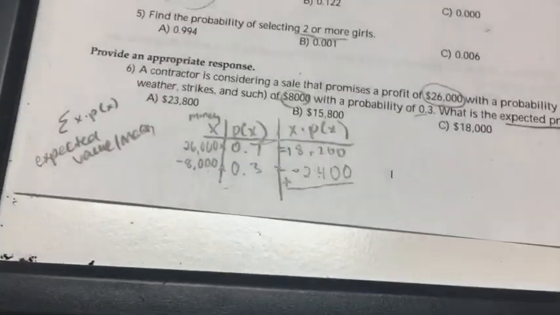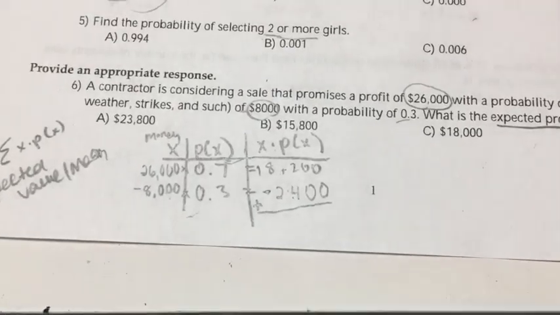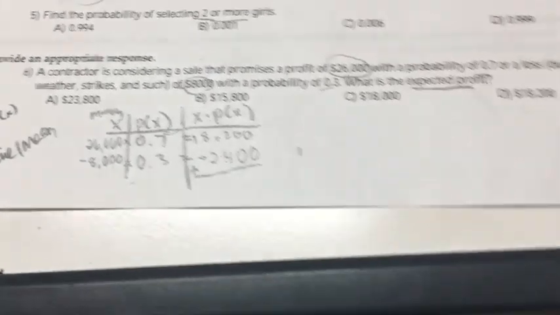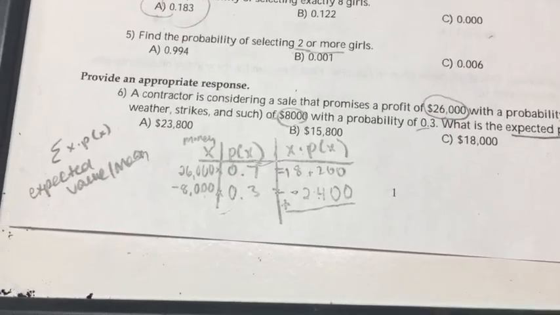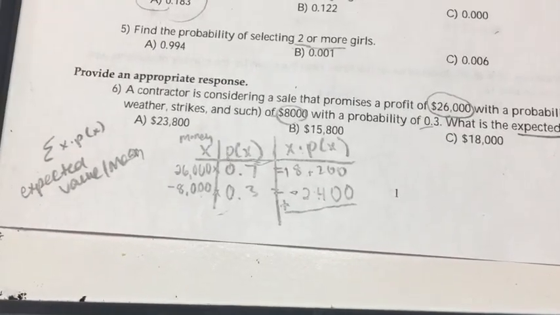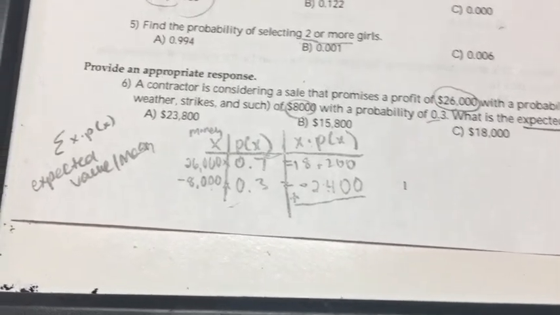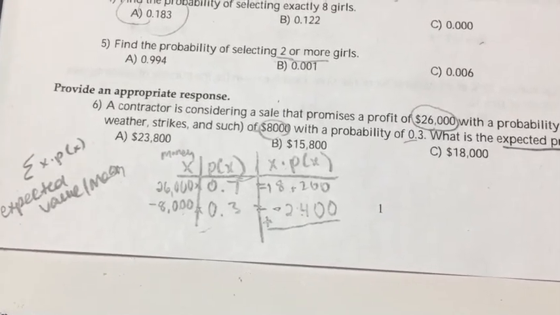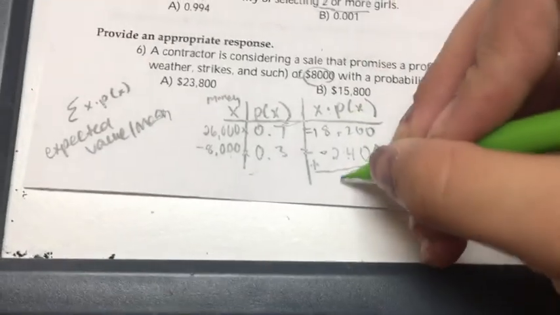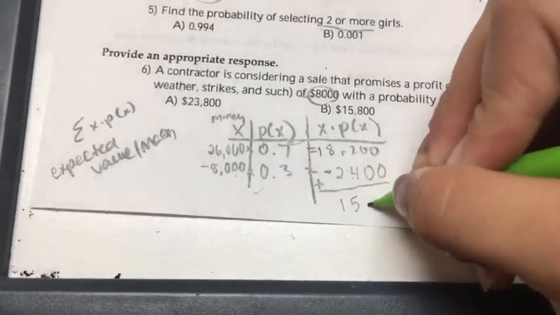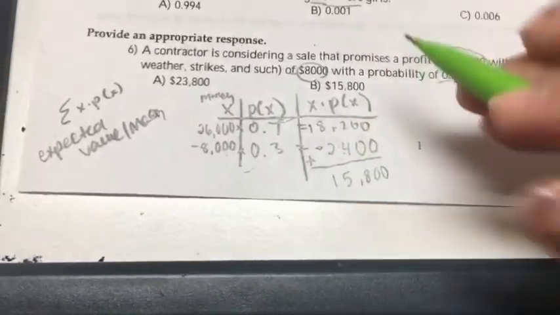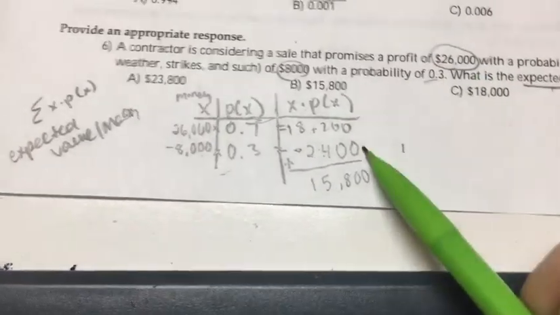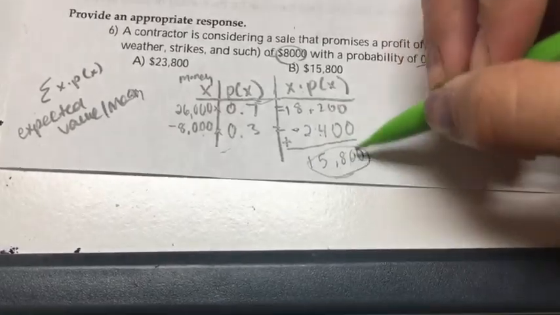So now that you have all of them, then you just add them together. So 18,200 plus negative 2,400. And that adds up to 15,800. So notice how it's positive. So that means that you're expected to still earn this much. So your answer is B.